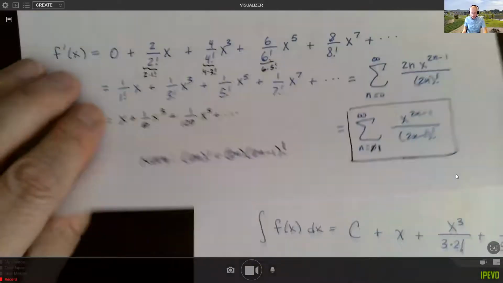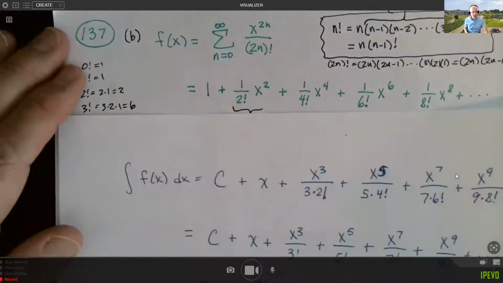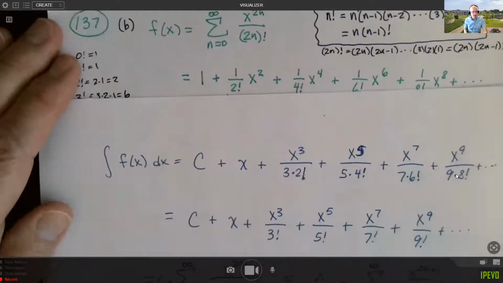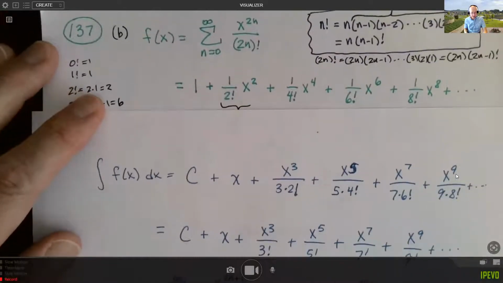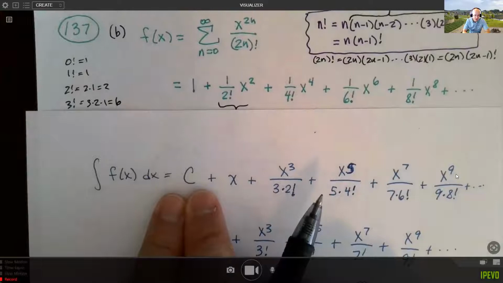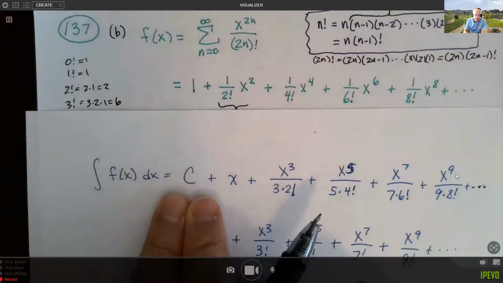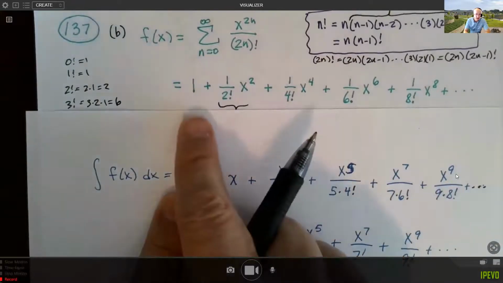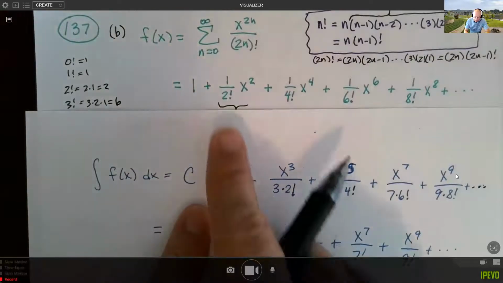Now let's talk about integrating term by term to get the integral. When I integrate this function, I'm going to look at it term by term first, and then we'll look at the summation notation. So we start with our constant of integration at the beginning because it's an infinite series, dot, dot, dot at the end. We want to make sure that we include that constant of integration at the beginning. So what's the antiderivative of 1? It's x.